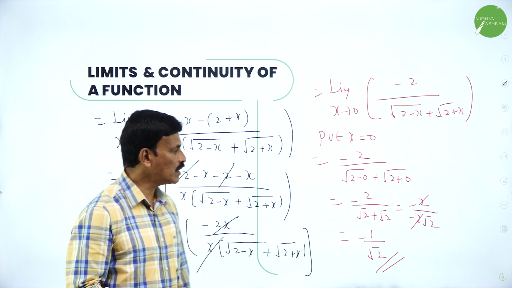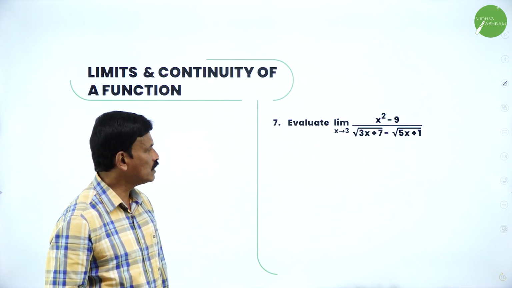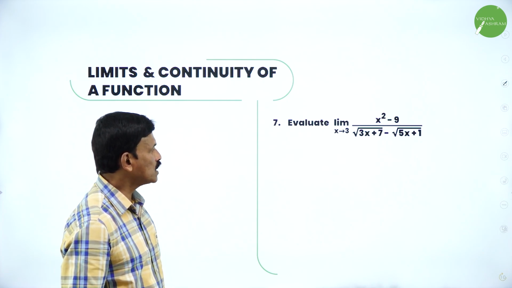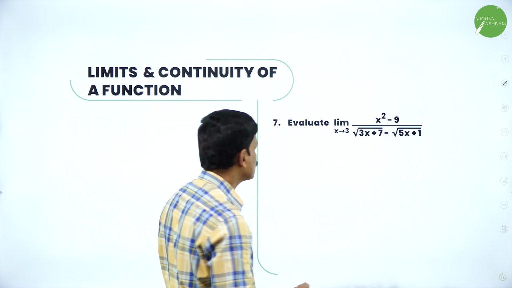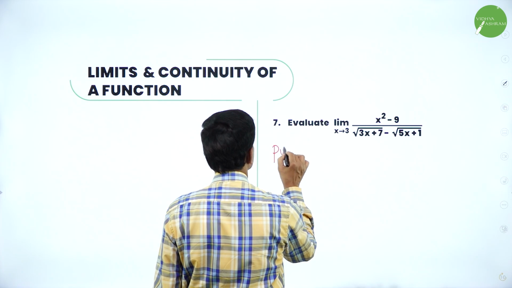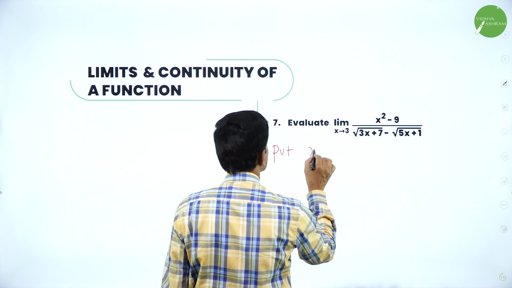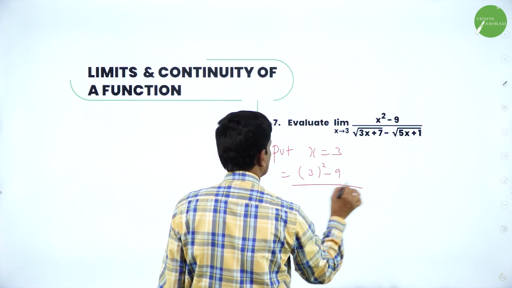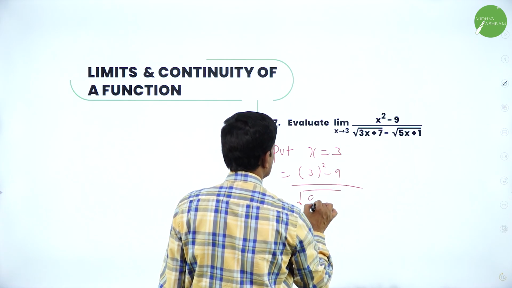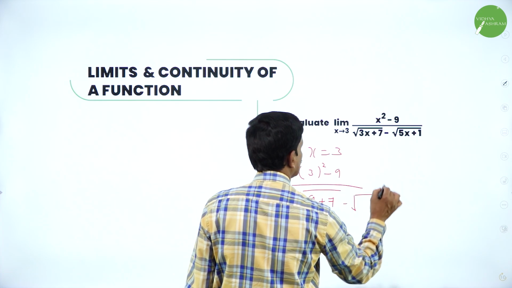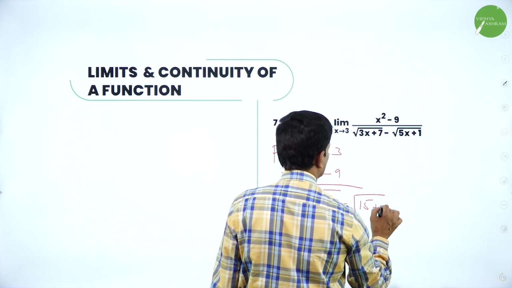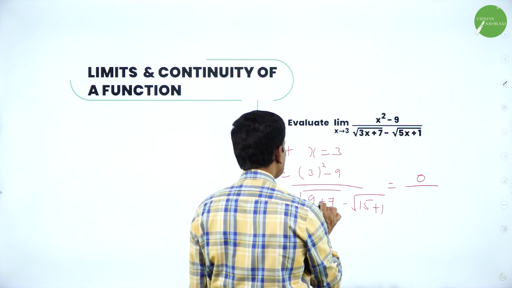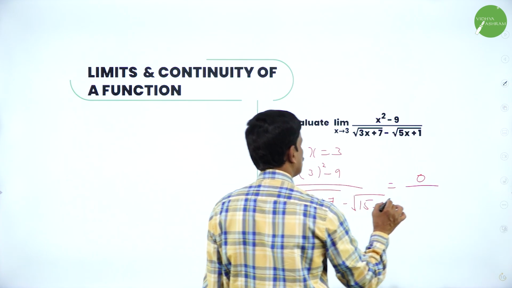Now move on to a similar type problem. Evaluate limit x tends to 3 of x square minus 9 divided by root of 3x plus 7 minus root of 5x plus 1. Now just verify whether it is an indeterminate form or not. Put x is equal to 3. 3 square minus 9 divided by square root of 3 threes are 9 plus 7 minus 5 threes are 15 plus 1. So 9 minus 9 is 0, divided by 9 plus 7 is 16 minus 16.